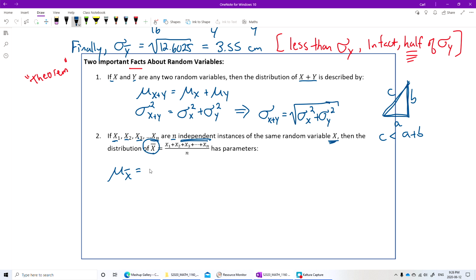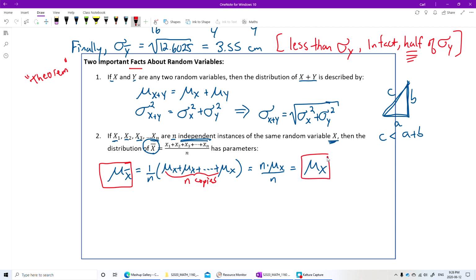well, it's going to be 1 over n times mu of x plus mu of x, and so on. When I write it like that, because I have n men, there's going to be n copies like that. If I write that as multiplication, it's n times mu x, but I still have to divide by n. So it's just mu x. So the mean of the sample means is just the underlying mean.